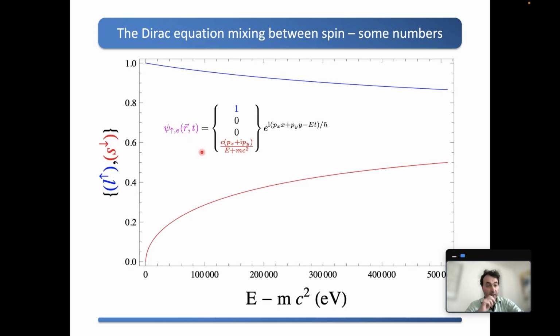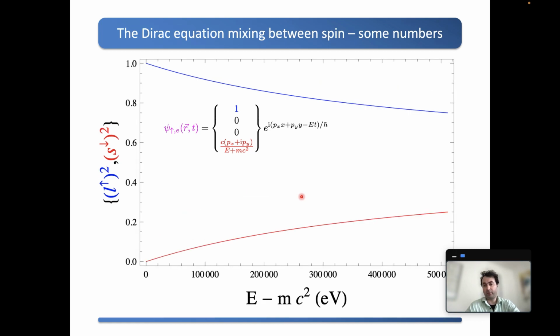If we look at the size of the large component and the small component for our electrons as a function of the kinetic energy that our particle has, or better said as a function of the total energy minus the rest mass energy, then you see that when the momentum is 0, the energy is the rest mass energy, the small component is 0, and then when you accelerate the particle, the small component starts to admix to this wave function.